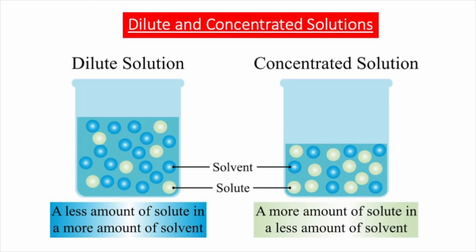Now, it's also important to know the difference between a dilute acid and a concentrated acid. In a dilute acid, you have a much greater number of water molecules compared to acid molecules in a given volume. And in a concentrated acid, you have the opposite. You have a much greater number of acid molecules compared to water molecules in a given volume.